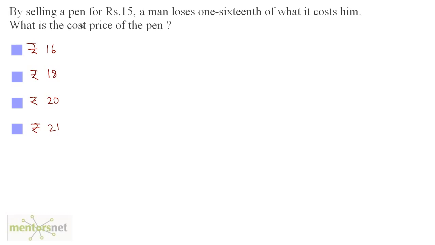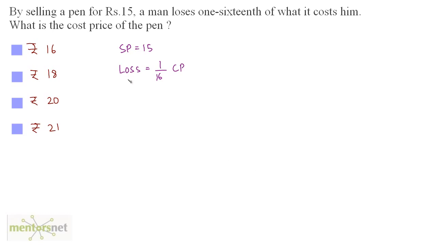By selling a pen for rupees 15, a man loses 1/16 of what it costs him. What is the cost price of this pen? Well, we have been given the selling price of this pen, which is 15. So SP is equal to 15. And it is said that this man loses 1/16 of what it costs him. So we have been given the loss. So loss is equal to 1/16 of what this pen was purchased for. So this pen was purchased for the cost price. So 1/16 of the cost price.